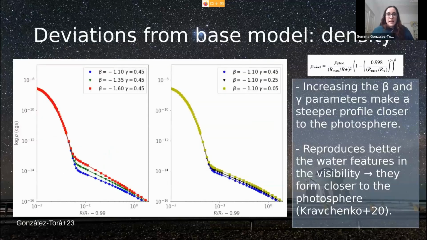As I said, we have a model with this beta law. So we have some gamma and beta parameters that initially we fix because we use the same as Harper, but we can of course play a bit with these parameters. And this is going to be important, especially for the density profile, especially for the region near the photosphere. And near the photosphere is where the water lines are formed. So this is interesting when we want to fit the water lines in our observations. So we also played a bit with these parameters to find the best fit of gamma and beta.